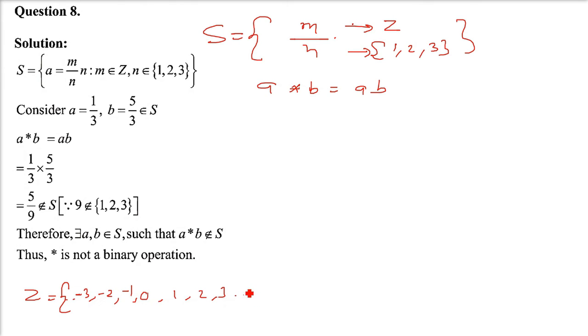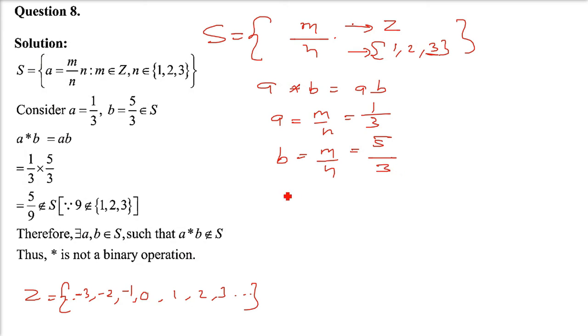Okay, so what do we do? Let us take A and B as an example. Let us take one value for M. You can take any value of your choice. I'm taking 1. N has to be taken only from 1 to 3, so let us take 3. B also M by N. M can be any value, so take just 5. But N can only be 1, 2, 3, so let us take the highest value, which we have taken in A also. So 3.